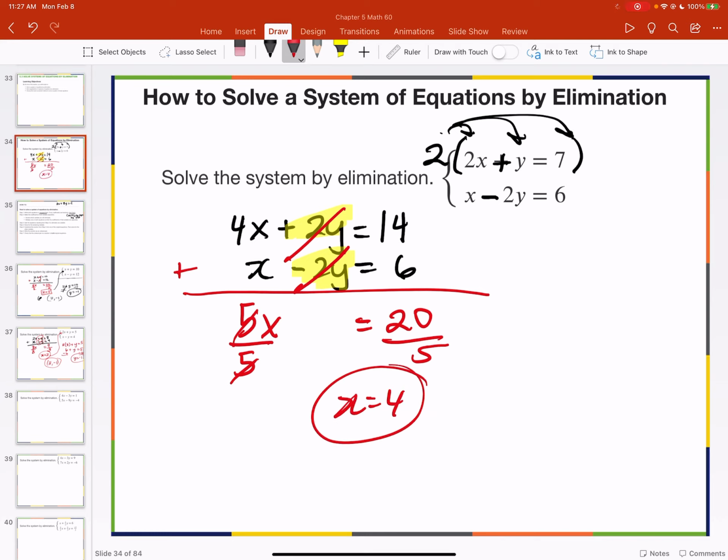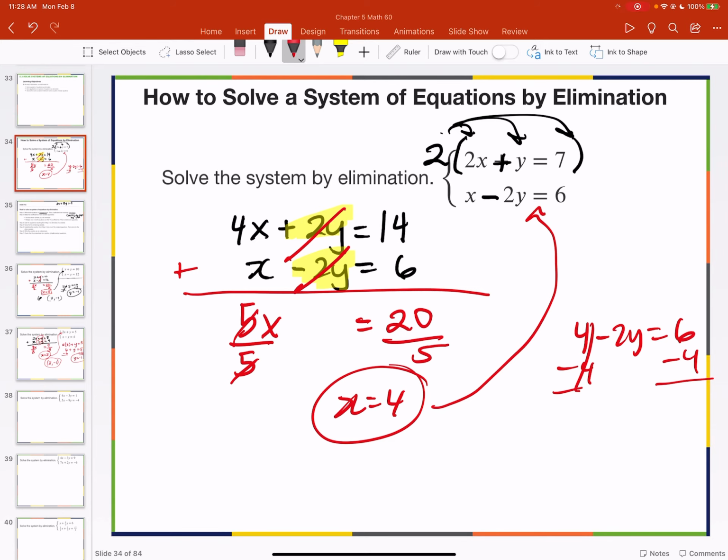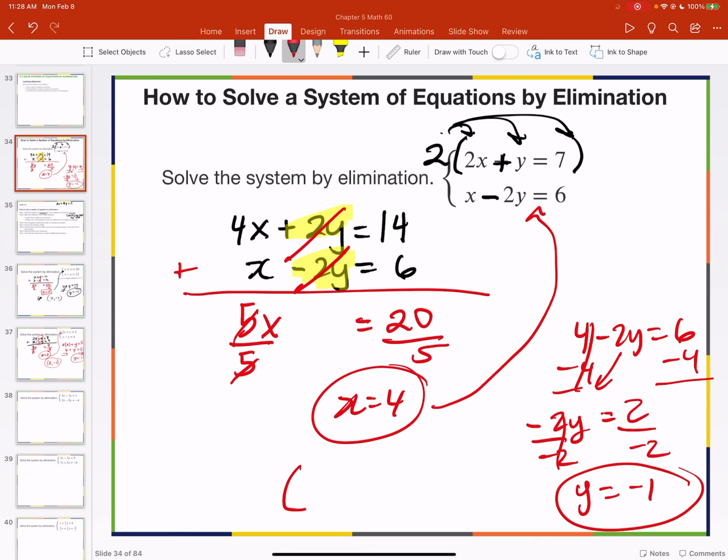So now to solve for y, I can plug into either one. This time I'm going to plug into the second one. So 4 minus 2y is equal to 6, minus 4 from both sides. So then you get negative 2y is equal to 6 minus 4, which is positive 2. Divide by negative 2. And then we get y is equal to negative 1. So that's it. So 4 comma negative 1. That's our solution. So not too bad, right?